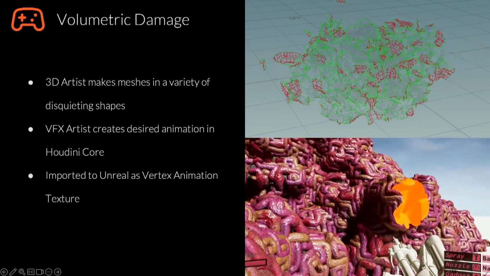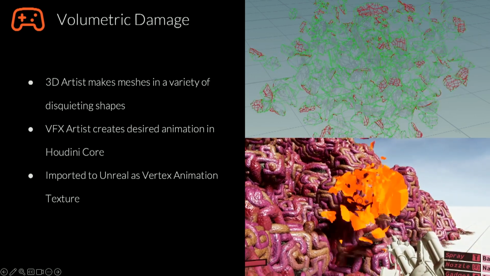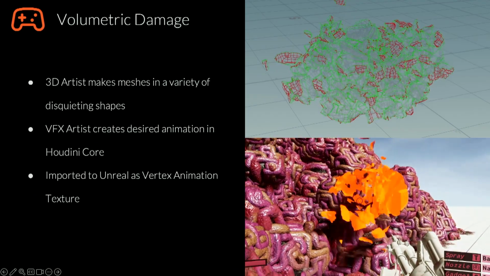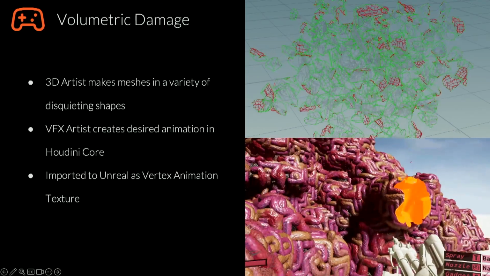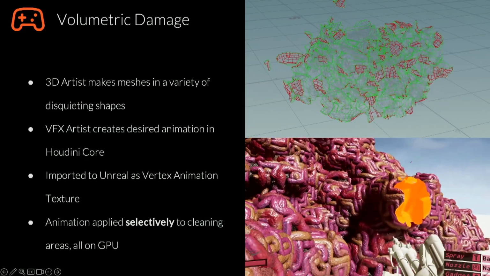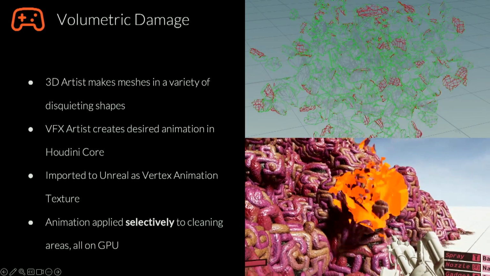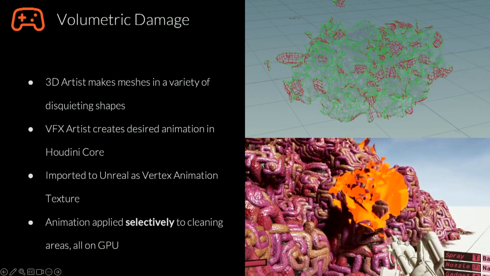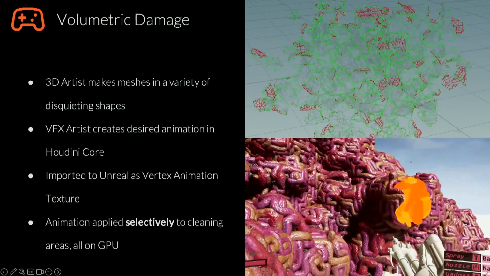And the cool thing about this is that the artist can iterate freely on the look and feel of fungus as you clean it, as it grows in, and there's no system changes. We're completely out of their way. And because it's vertex animation texture-based, it's all on GPU. We can run hundreds of these cleaning animations at the same time, even on handheld hardware. It's pretty awesome.